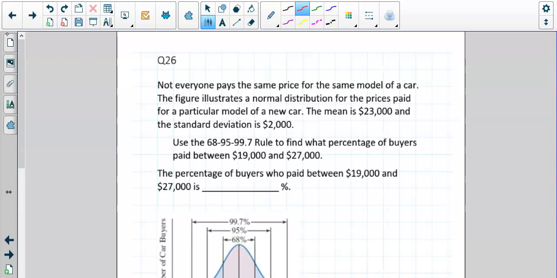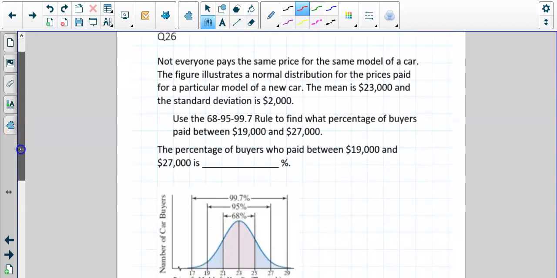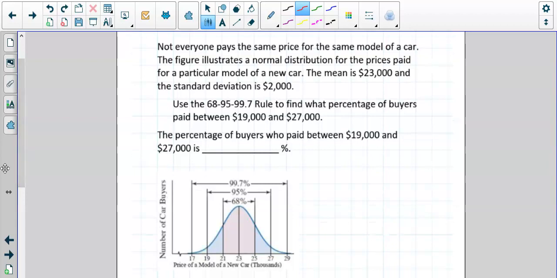Yay! So, in here, it says not everyone pays the same price for the same model of a car. The figure illustrates a normal distribution for the prices paid for a particular model of a new car. The mean is 23,000 and the standard deviation is 2,000. So using the 68, 95, 99.7 rule, find what percentage of buyers paid between 19,000 and 27,000.